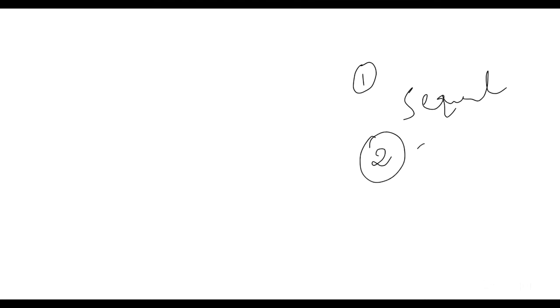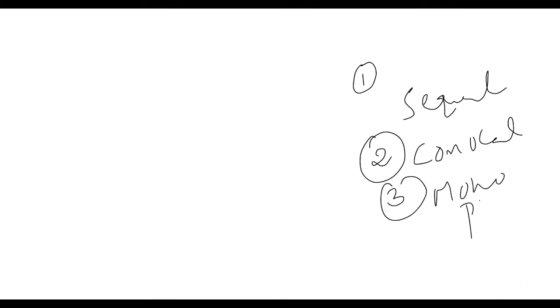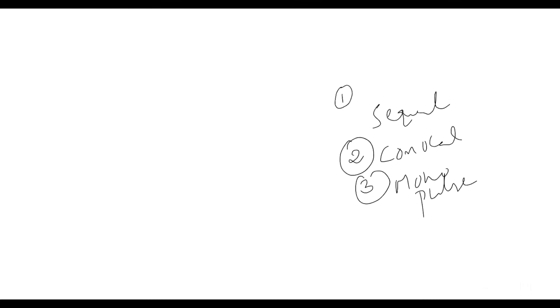What are the topics we will discuss next? First one we will discuss is sequential lobing. Second one we have is conical scan. Third one we have is monopulse scanning. We will discuss these three in tomorrow's class. This class is completed.